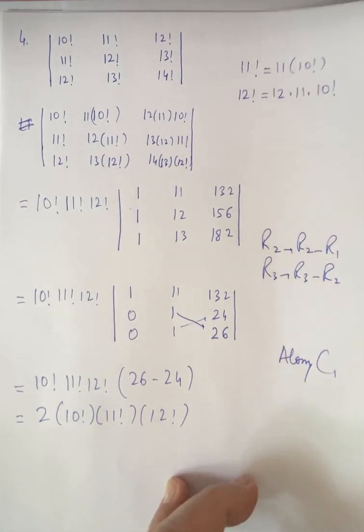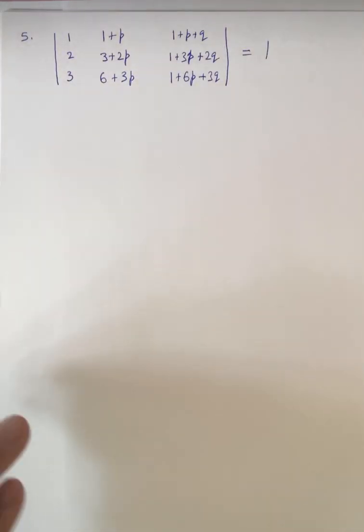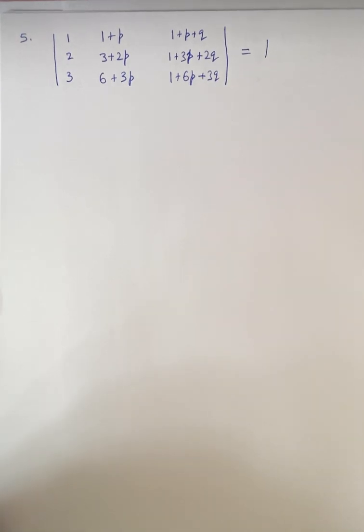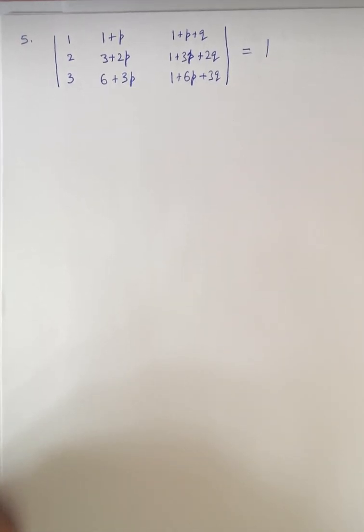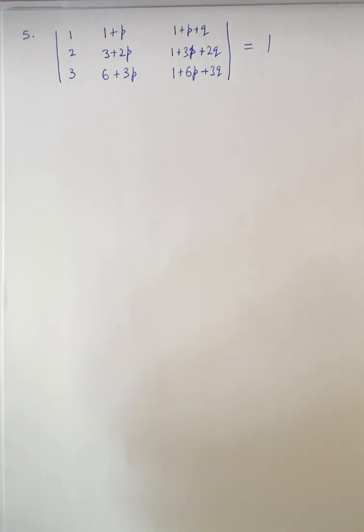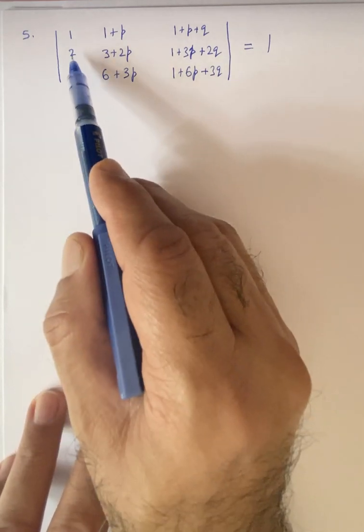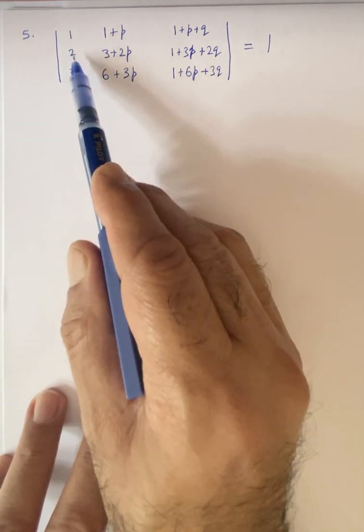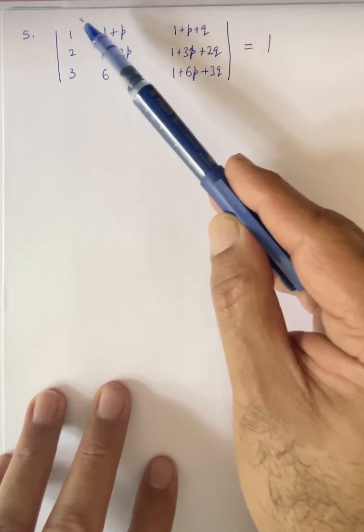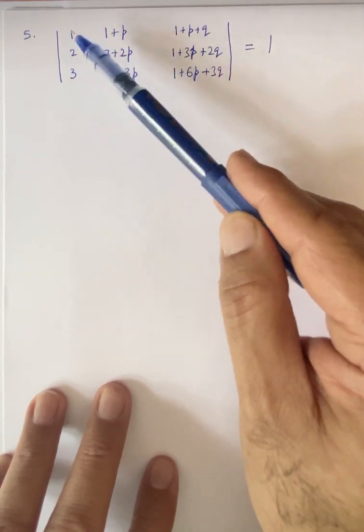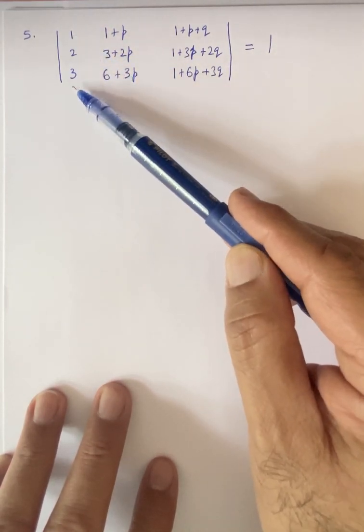Now, coming to the next question. In the next one, we have to prove this determinant is equal to 1. This is 1, this is 2, this is 3. So from this we can subtract twice of this to get 0 here, and from this, 3 times this to get a 0 here.